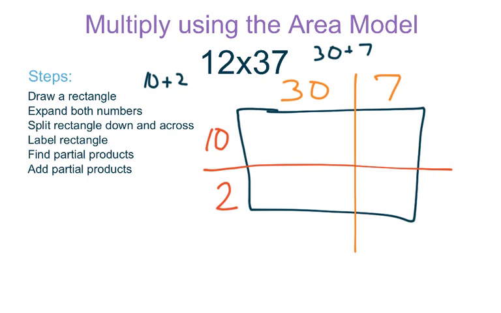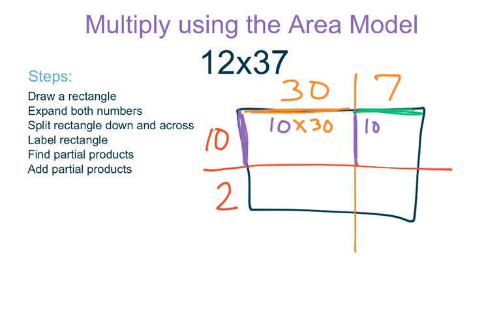Now, my next piece is to label my rectangle, which I did, and now I need to find my partial products. I'm going to write down the multiplication problem I need to solve for each piece of my rectangle. This side right here is 10, and across is 30. So I need to multiply 10 times 30 in this piece of my rectangle. This side right here is 10, and across here is 7. So 10 times 7 is going to be this part of that rectangle.